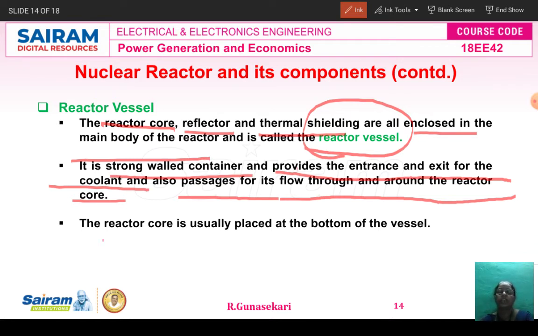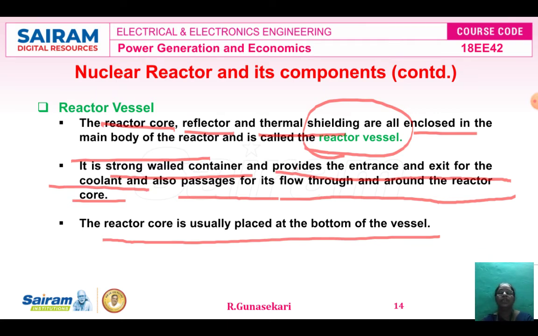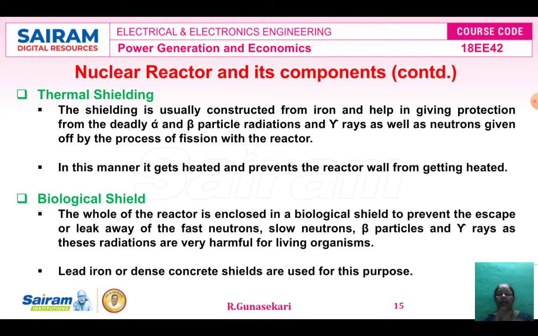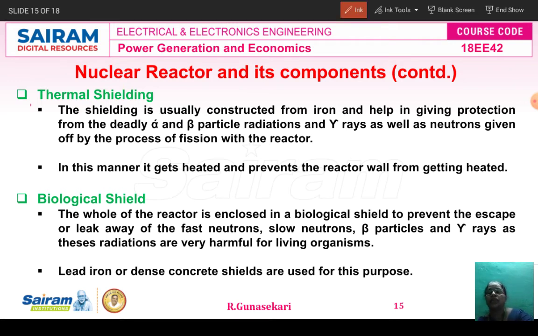The reactor core is usually placed at the bottom of the reactor vessel. So these are the components. Other than these components, other components are thermal shielding and biological shield. Thermal shielding is usually constructed from iron, which helps give protection from the deadly alpha and beta particle radiation and gamma rays.